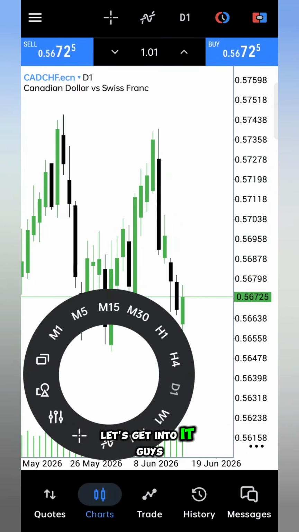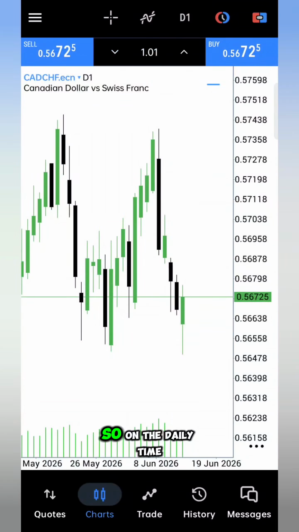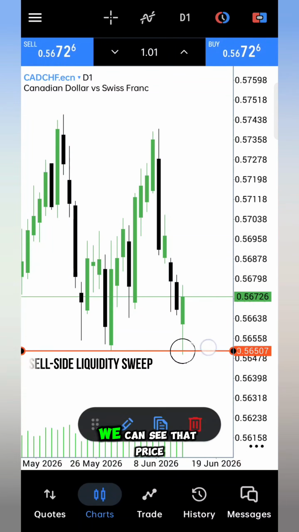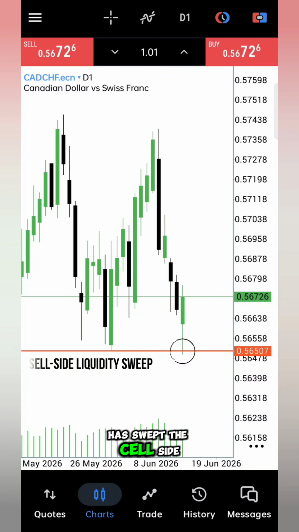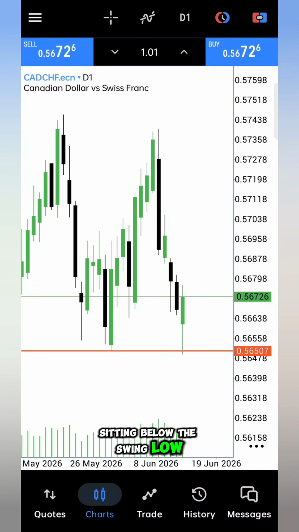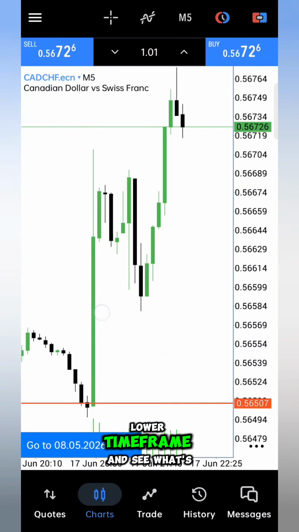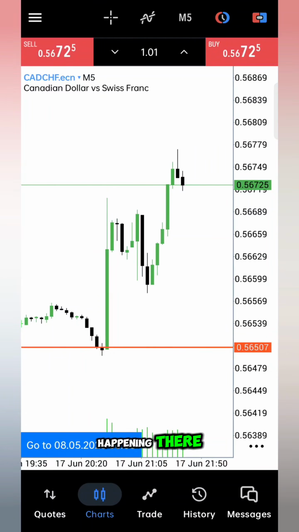Let's get into it. Guys, so on the daily time frame with this new pair, we can see that price has swept the sell side liquidity. All those sell stop orders sitting below the swing low, they've been grabbed. Now let's move to the lower time frame and see what's happening there.